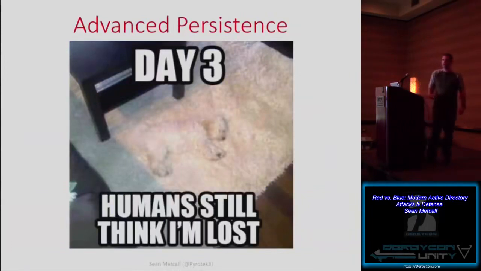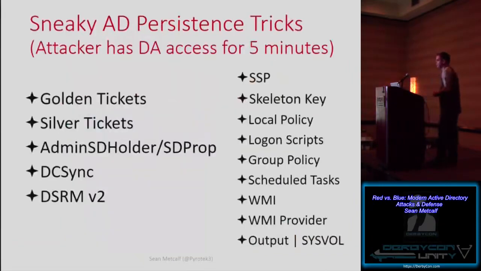So let's talk about what happens when an attacker gets domain admin. There's an infinite number of things an attacker could do, but ultimately there's a finite number of pathways. This is what I call sneaky AD persistence tricks. The attacker has DA access for 5 minutes. Trust me, that's more than enough. I'm going to talk about the ones on the left. I talked about a couple of the ones on the right at DEF CON.